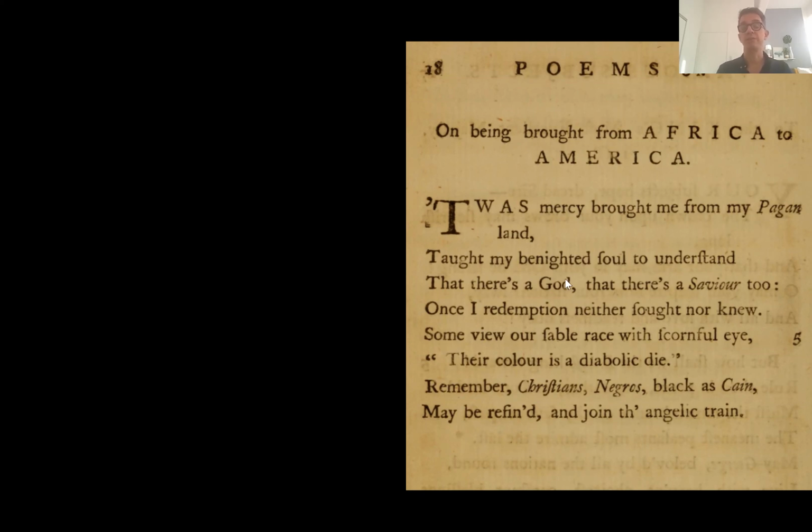What does it mean, for example, if we read this as remember Christians, Negroes, Black as Cain, where Phillis Wheatley is addressing all white people who are white Christians and speaking back to this particular line? Maybe there's something we can do there. Maybe there's a pattern we can find in Wheatley that finds another way that this is resisting the kind of praise of the middle passage that this poem seems to be offering.